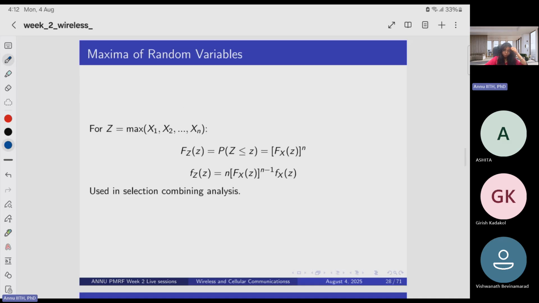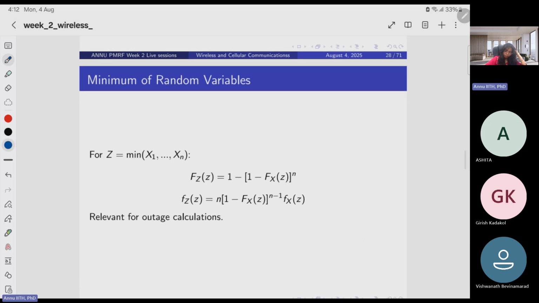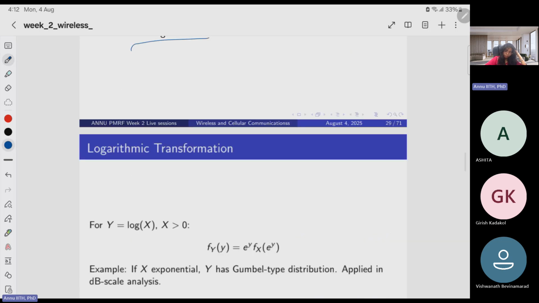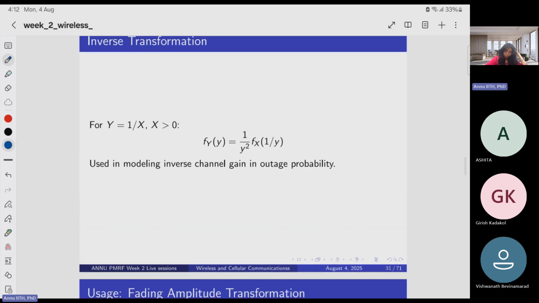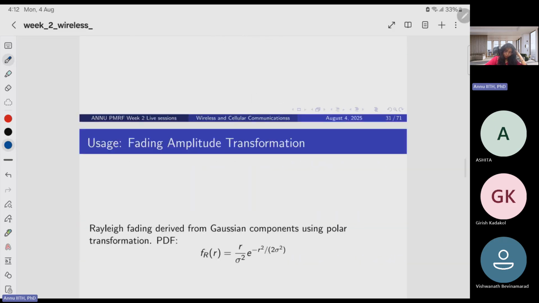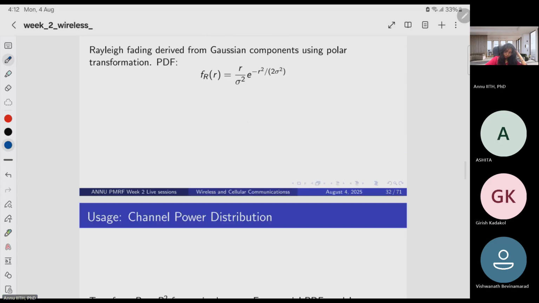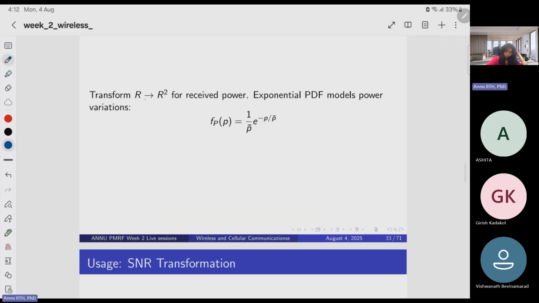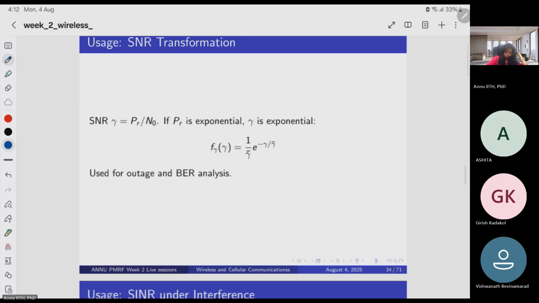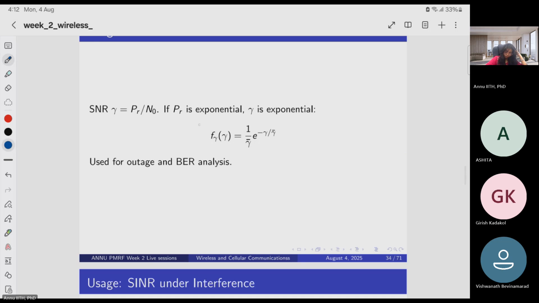The maximum of random variables is used in selection combining; we'll see that later. The minimum of random variables is used for outage calculations. Then logarithmic scales, ignoring the steps, and inverse transformation, outage probability, fading. This is the Rayleigh distribution. If we transform R to R squared, the received power, it is exponential, which models power relations. And this is outage probability and BER analysis.